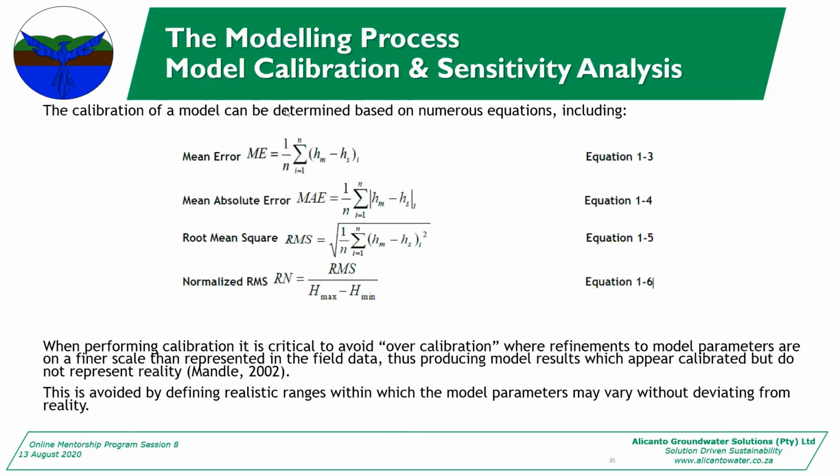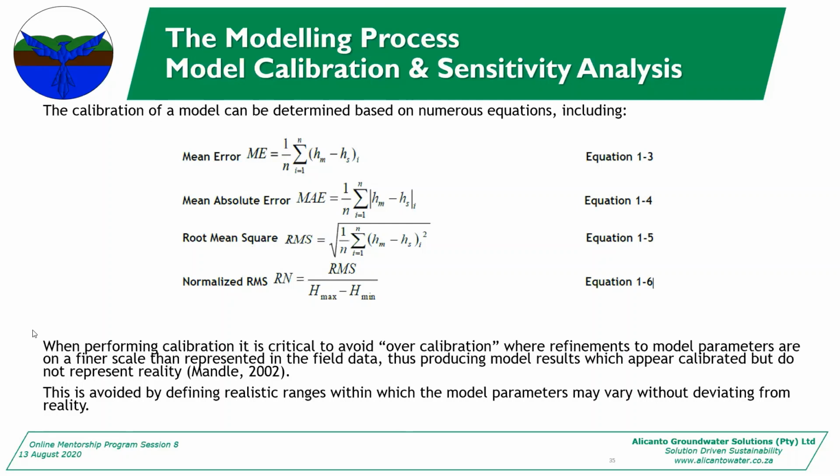Okay, we'll carry on. The calibration of the model you can determine based on a number of equations. The big one is the root mean square error. Then you've got a mean error, mean absolute error, and then the normalized root mean square. These equations you can look at yourself. But typically with root mean square error, if you get an RMSE of less than 5, your model's all right.